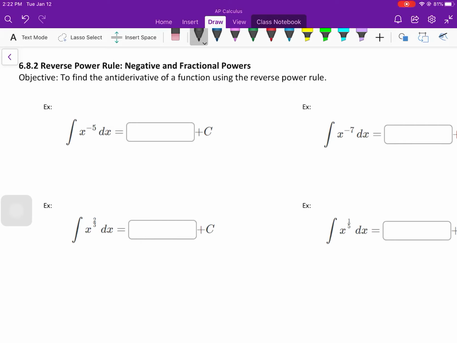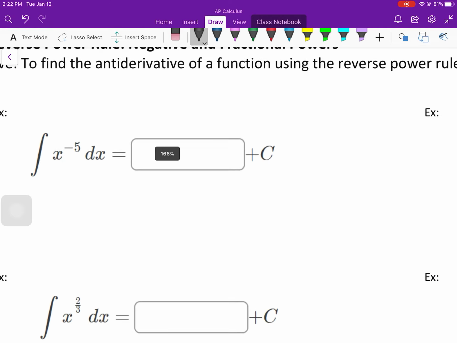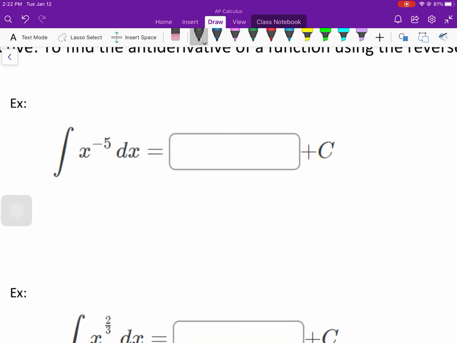Negative and fractional powers, you're in AP Calculus. This stuff should not faze you at this point. So what we're going to do is the same formula. We're going to add 1 to the exponent and divide by that current exponent.